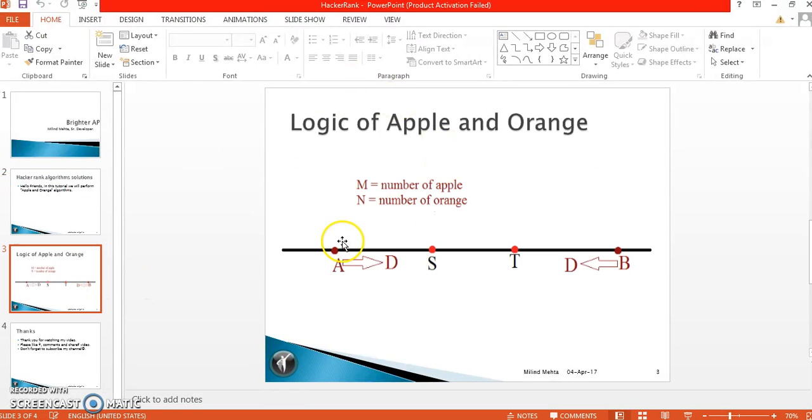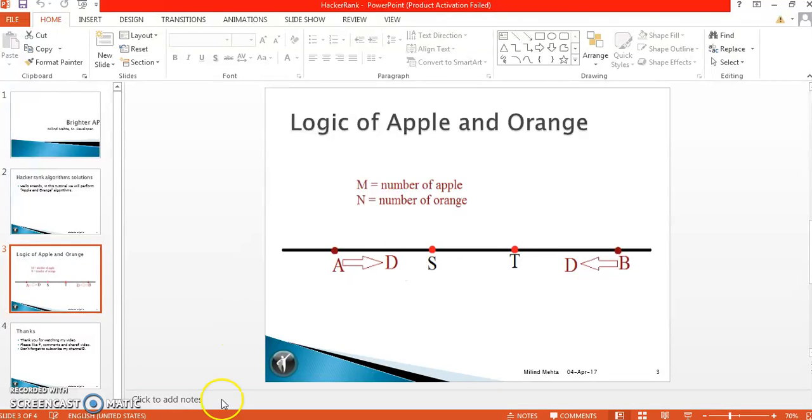Again, they have taken a starting point and the terminating point, which is Sam's house. A is the apple tree, B is the orange tree. D is the distance from the apple tree, and it will be minus D officially if the apple falls to the left. What we need to count is how many apples will drop in Sam's house.